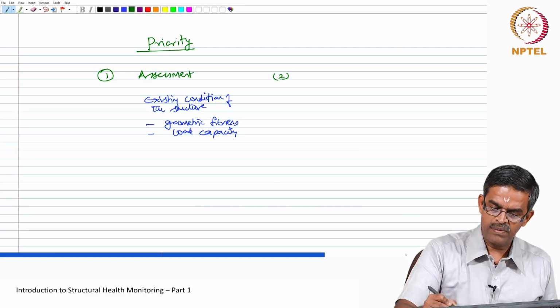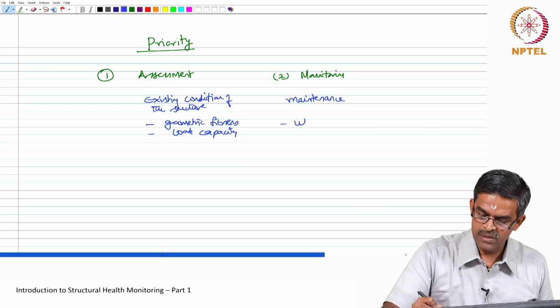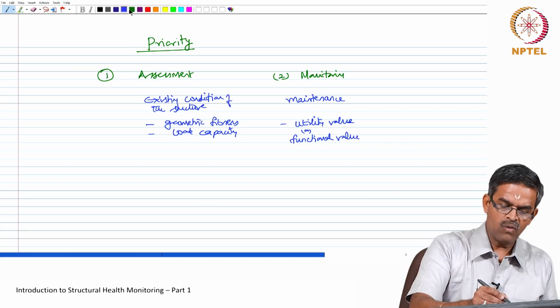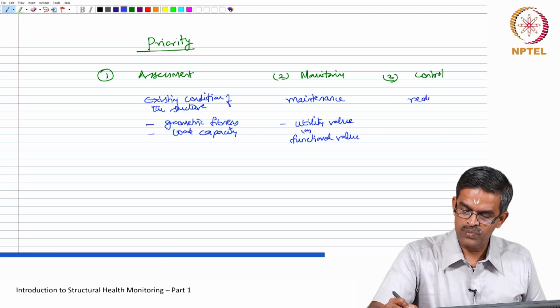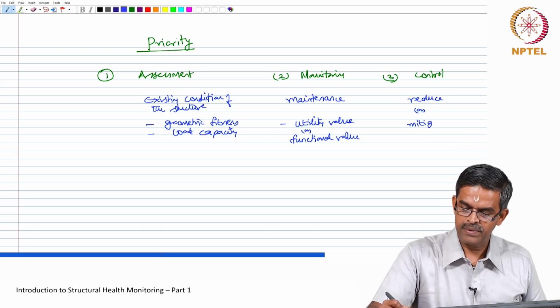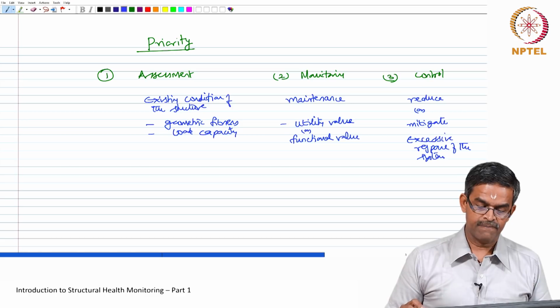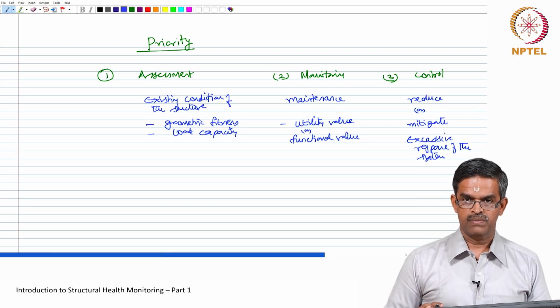The second one is monitoring, which is more or less related to maintenance, which establishes the utility value or functional value. The third one is the control, which aims to reduce or mitigate excessive response of the system. What we are now attempting to see in this slide is, out of these three main functions of structural health monitoring, which will be of foremost importance to us.